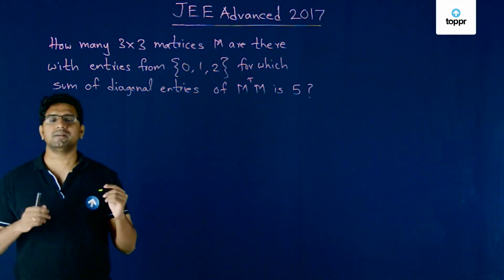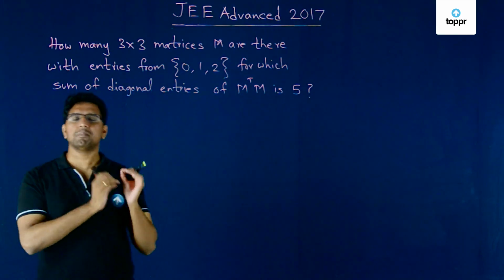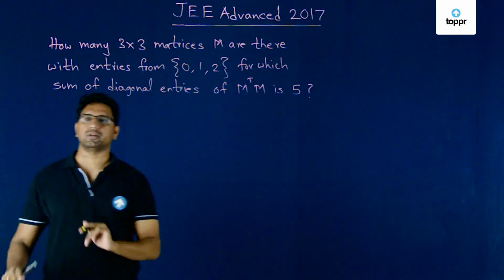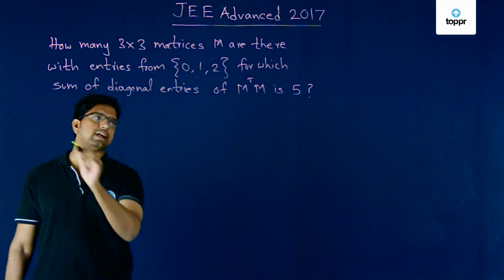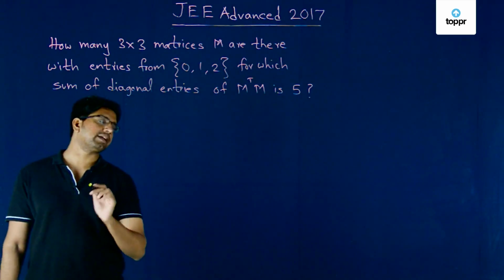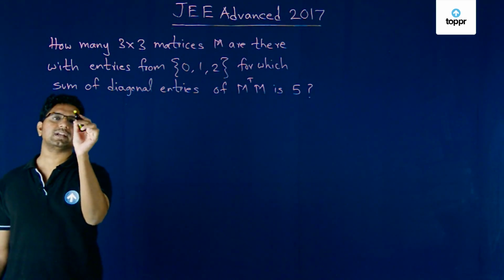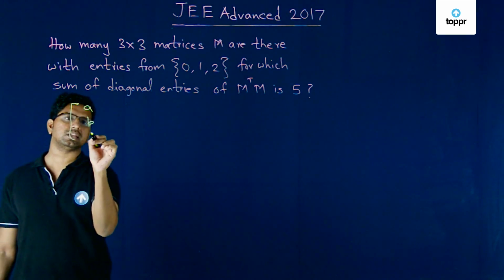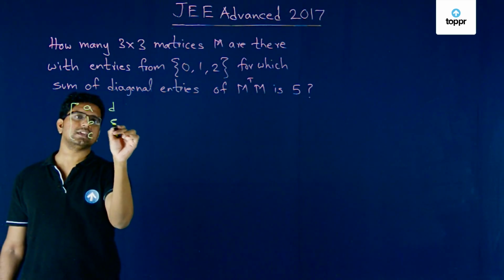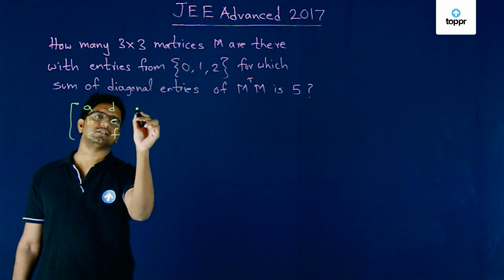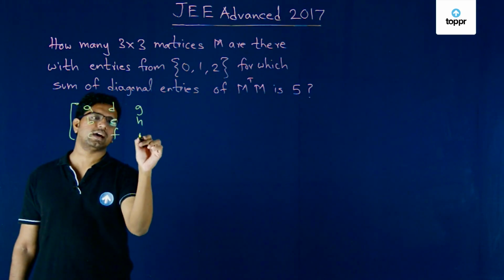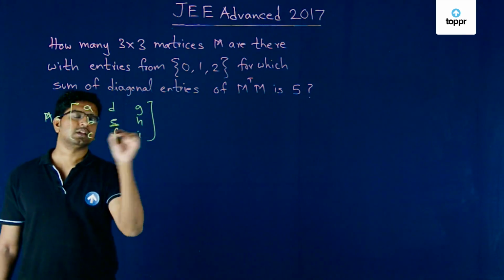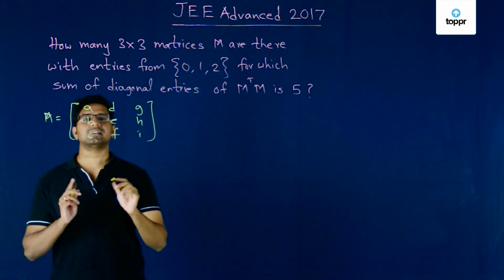So this is a problem which involves some simple concepts from matrix algebra, and the rest of the thing is pure combinatorics. So just have a look at what exactly would be M transpose M. If we take the elements as say A, B, C, D, E, F and G, H, I, and this is the matrix M that we are taking, then let's see what is M transpose M.